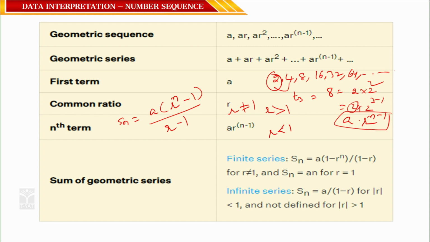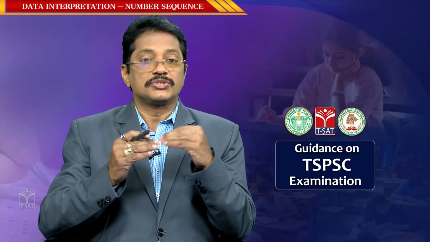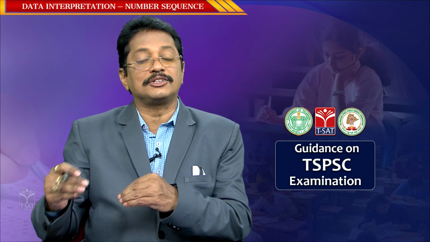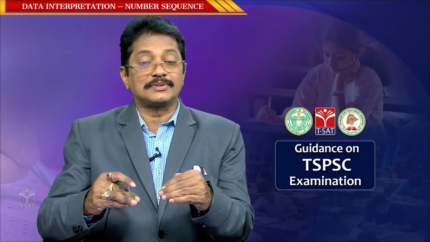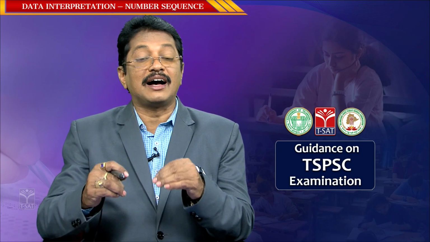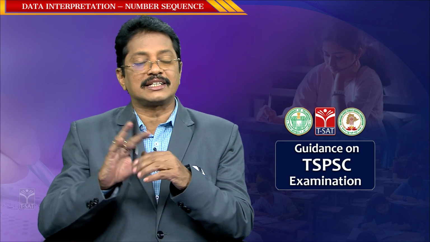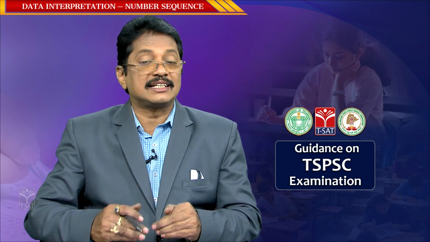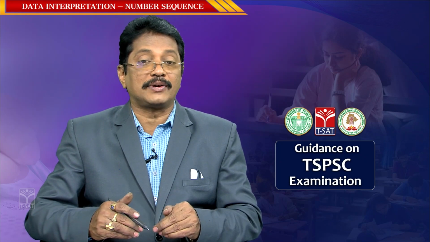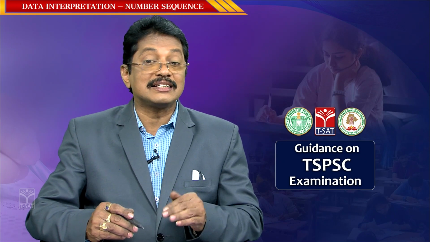So, simply we can write Sn is equal to a of 1 minus r to the power of n by 1 minus r. This is very important information. So, Sn is equal to a of r to the power of n minus 1 by r minus 1 is the sum of n terms of a geometric progression where r is greater than 1 and r is not equal to 1. And the sum of n terms of a geometric progression Sn is equal to a of 1 minus r to the power of n by 1 minus r, where r is less than 1.